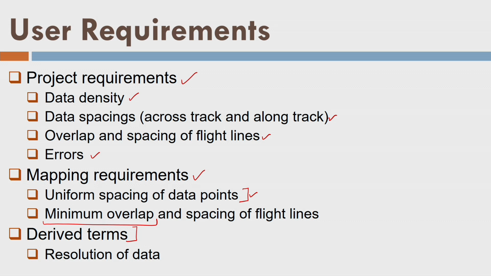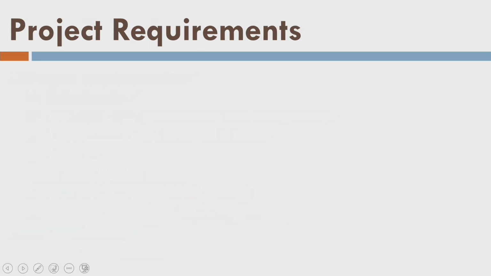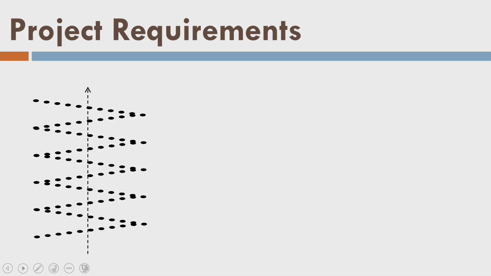So let us go into each and every term one by one. First of all, we'll go for the data density. Let us see, this is the flight line, and now we have acquired this data in 1 second. What does it mean basically?